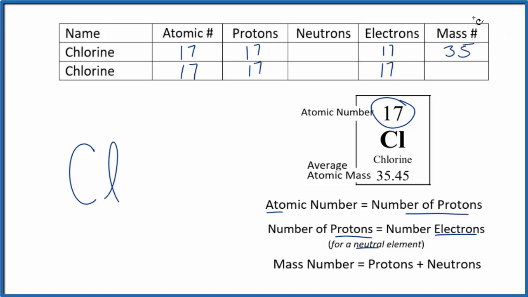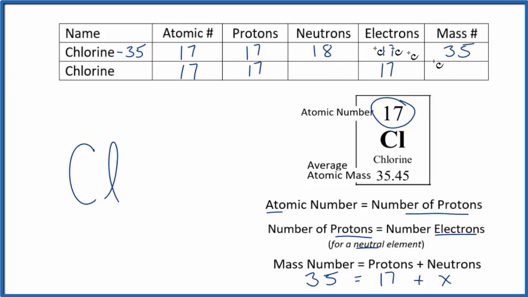If we have a mass number of 35, that means 17 protons plus some number of neutrons will give us the mass number. So 18 plus 17 gives us 35. So we have 18 neutrons for this isotope of chlorine. We call it chlorine-35. So that's the first isotope. If you had a big sample of chlorine, about 76% of those atoms would have a mass number of 35 with 18 neutrons.